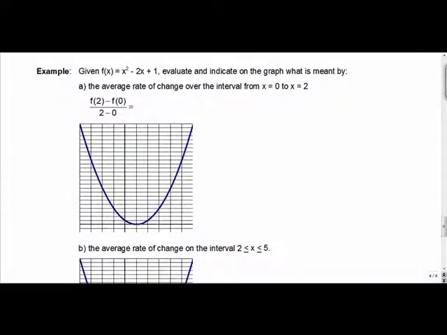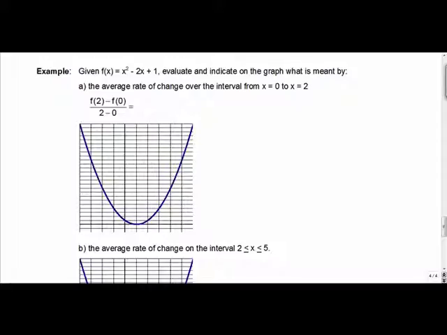Let's take a look at one last example. Suppose we're given f of x is x squared minus 2x plus 1, and we'd like to evaluate and indicate on the graph what is meant by 3 or 4 different calculations. I'd like to look at the average rate of change over the interval from x equals 0 to x equals 2, and on this one I actually wrote out the notation.